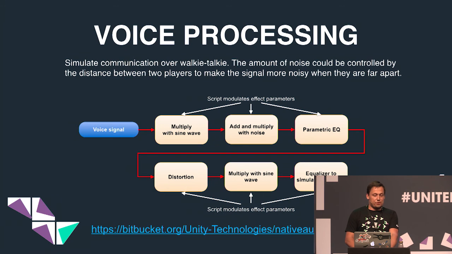Let's take a look at some voice processing example where this could be useful. Say you have a game where you have two players communicating via, let's say, some walkie-talkie device, and you want to simulate that when they are very far away from each other, you want to make the reception really bad. What do we do? We take the source signal, we multiply it with some sine wave to make this radio ring modulation thing. We add some noise, we add some EQ filtering, distortion, of course. It's just a chain of effects that we are applying.